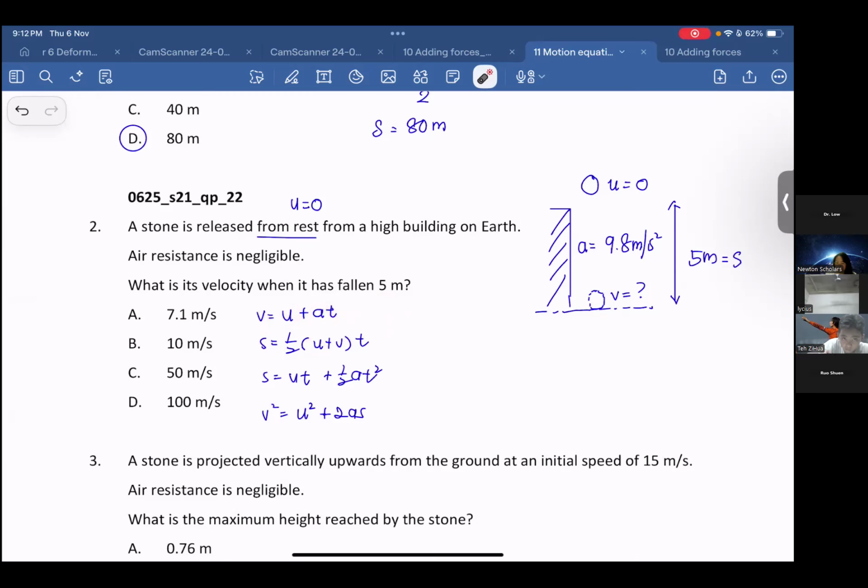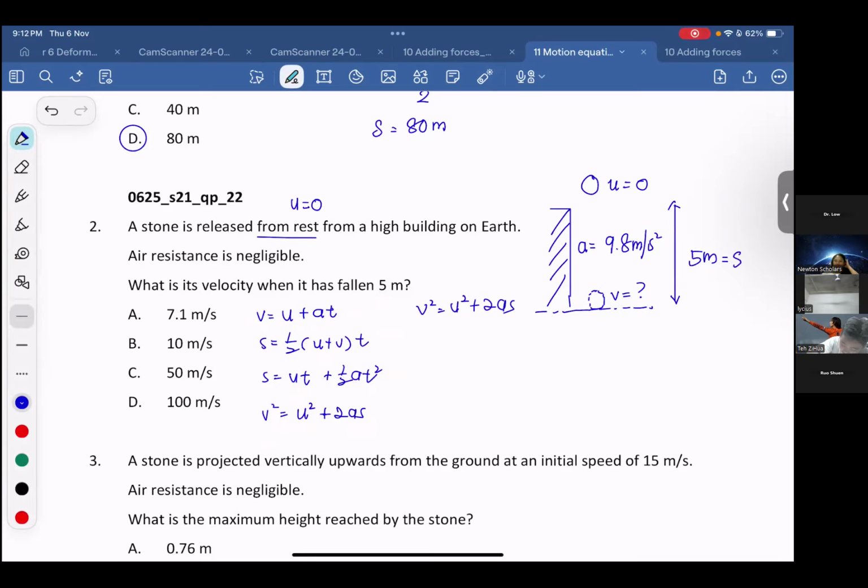U, A, V, S. The last one is the formula that we use: V square equals U square plus 2AS. Can you help me solve and find out what your V is? Do it right now and then tell me.